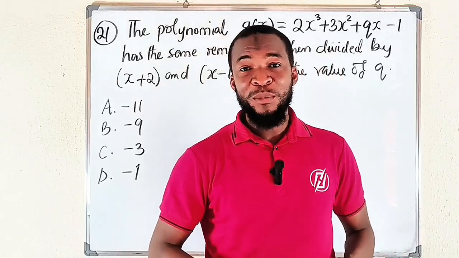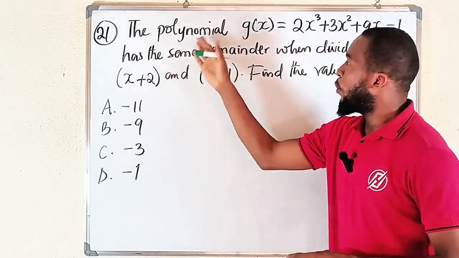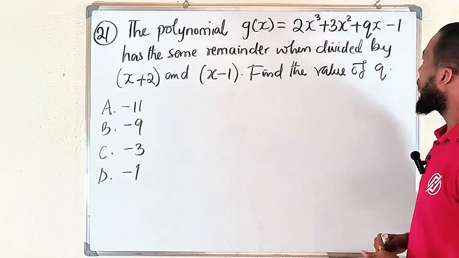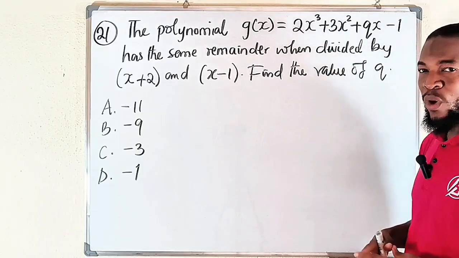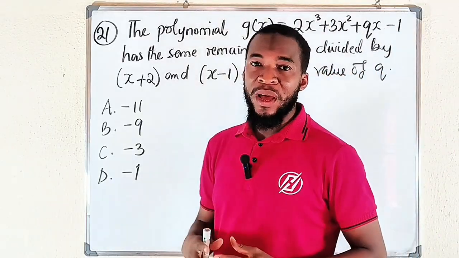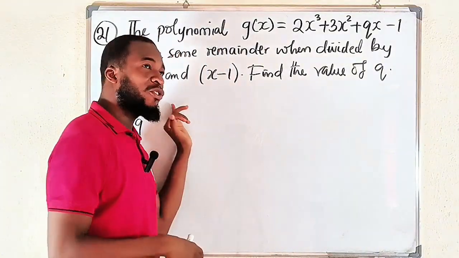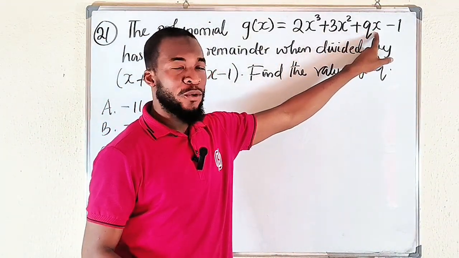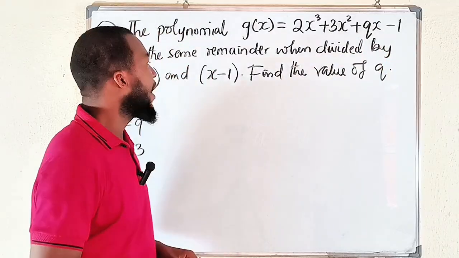And here is question number 21. The polynomial g of x equal to 2x cubed plus 3x squared plus qx minus 1 has the same remainder when divided by x plus 2 and x minus 1. We're asked to find the value of q, which is the coefficient of x.